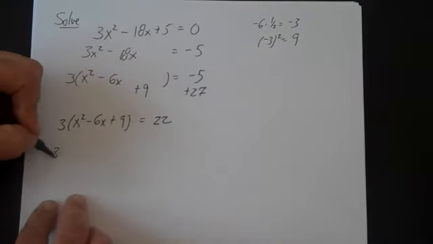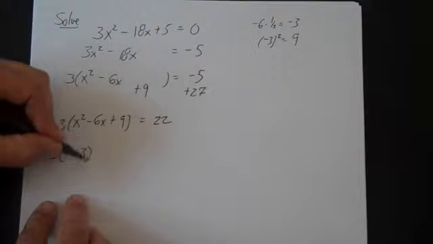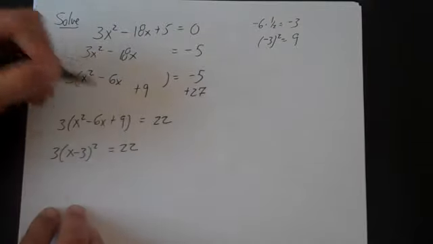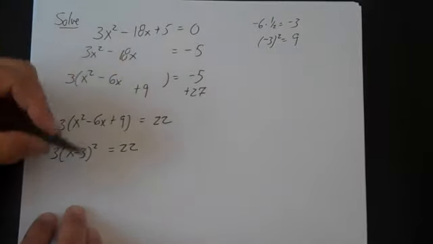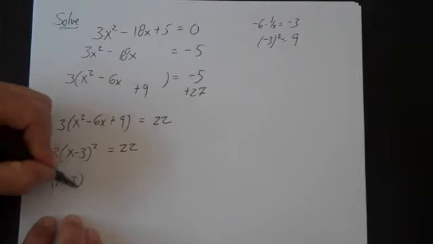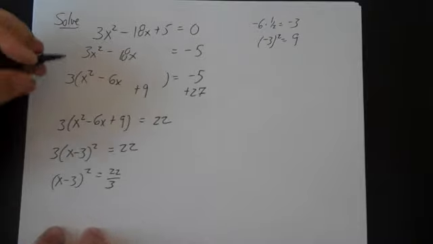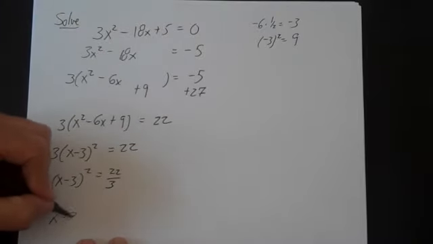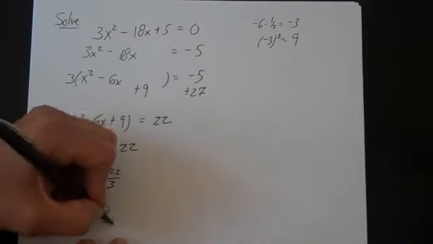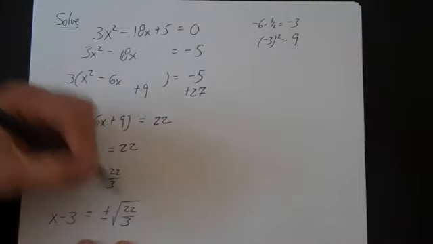Factor this, and I get 3 times (x minus 3) squared is equal to 22. Divide by 3. (x minus 3) squared is equal to 22 over 3. Take the square root of both sides, and I get x minus 3 is equal to plus or minus the square root of 22 thirds.